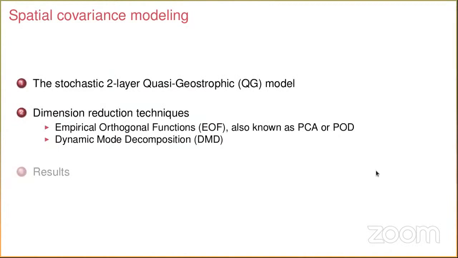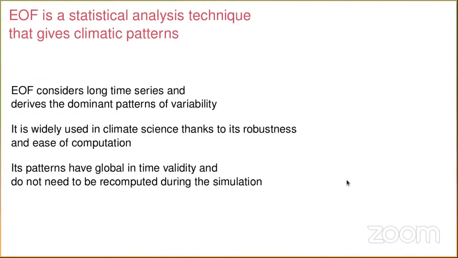One way to define these terms is to use data. We have plenty of data, although we always complain we don't have enough. So we can use data analysis to determine them. One technique that is often used in climate science is empirical orthogonal functions, also known as principal component analysis, proper orthogonal decomposition, choose your flavor.